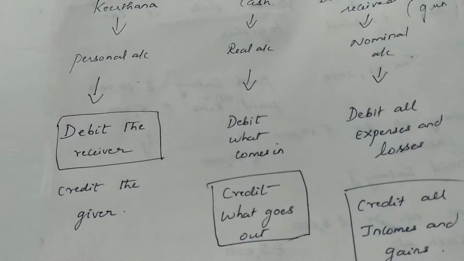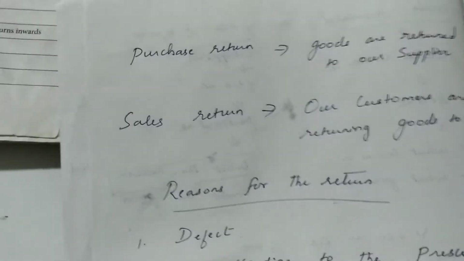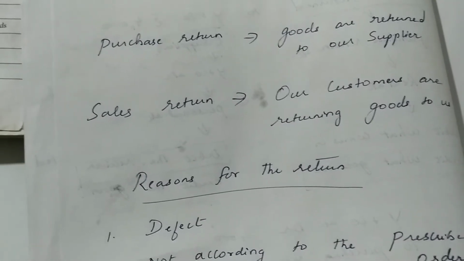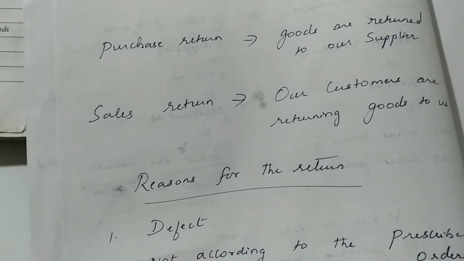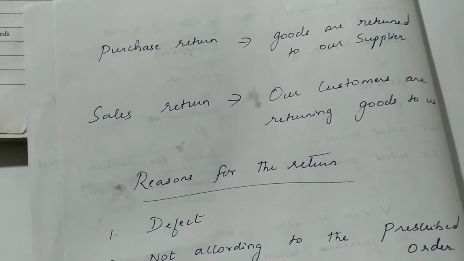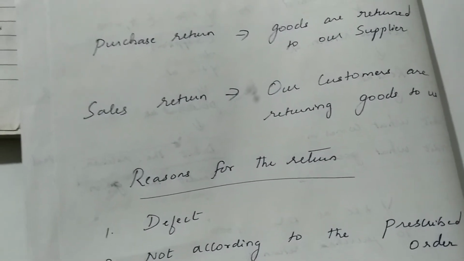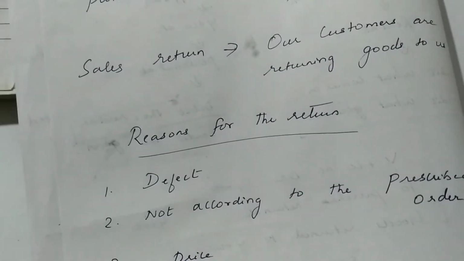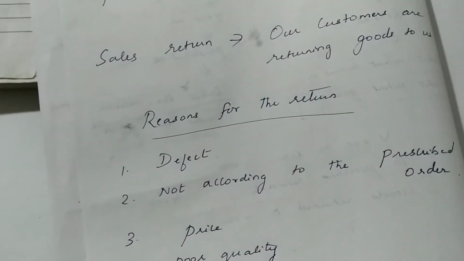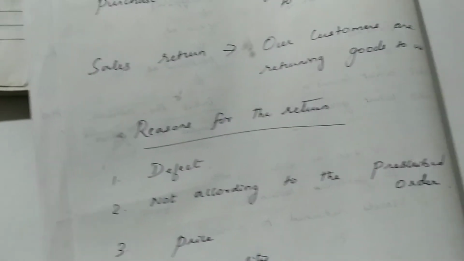Shall we move on to the next topic? So, now we are going to see about the purchase return and sales return. So, what is purchase return? We are returning goods to our supplier. We have purchased goods and now we are returning it back to the supplier. There may be n number of reasons. It can be a defective product or it may not be according to the orders, prescribed order, or the price. In case of any price variations, or if the standard is not good, if the quality, or all these things are some of the reasons for return.